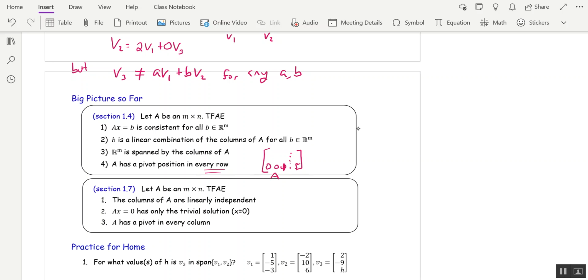And then pivots in every column, that's testing for linear independence. So AX equals 0 has the trivial solution if and only if A has a pivot in every column. That's so that AX equals 0 has no free variables.